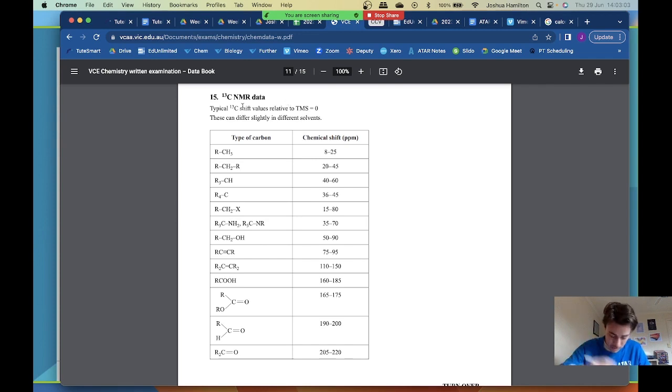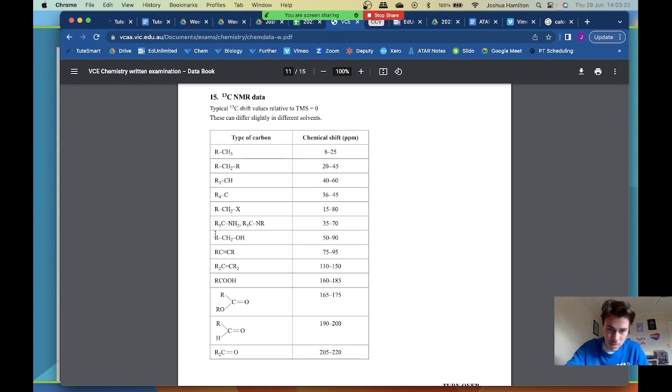What's also really important is that sometimes you'll get a peak at 0, and we haven't discussed this either. The peak at 0 is TMS. It's a standard, what it's used to just compare with. But what we've got here is 1, 2, 3, and it wants me to talk about the peaks at 64 and 25.